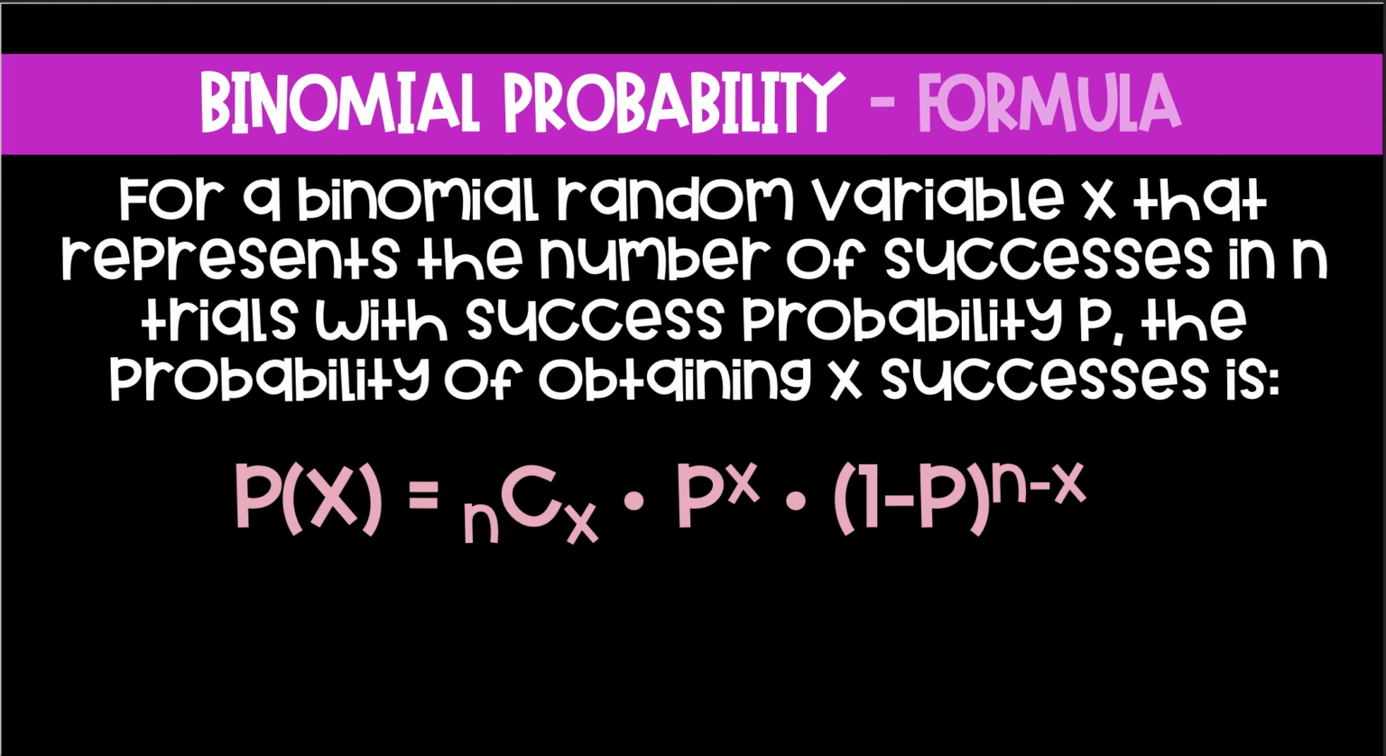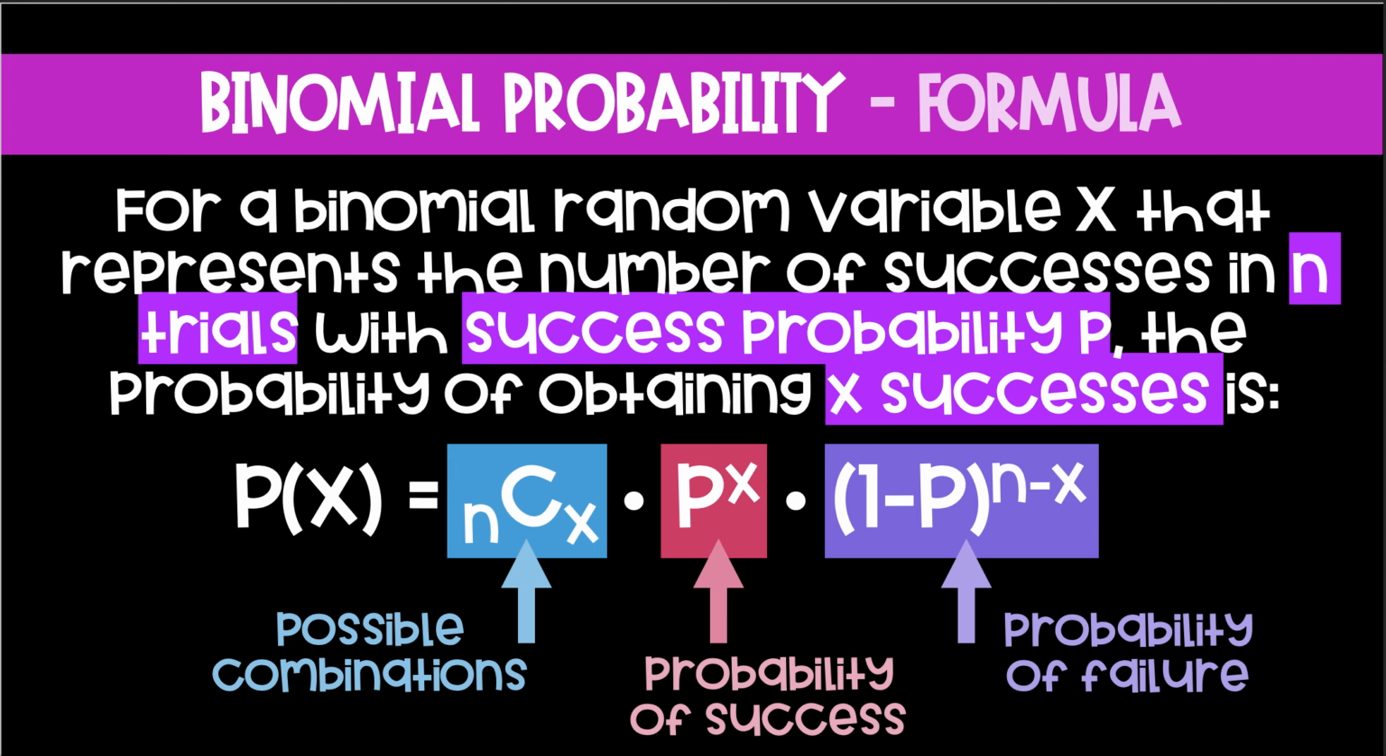Let's suppose we have a binomial random variable that we label X, and it represents the number of successes in n trials. n trials in this case is how many times we conduct the experiment, with success probability p. Then the probability of obtaining a certain number of successes X is: P(X) equals n choose X, times the probability of success raised to the power of X, times 1 minus the probability of success raised to the power of n minus X.